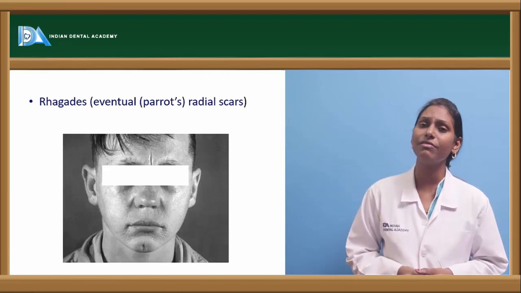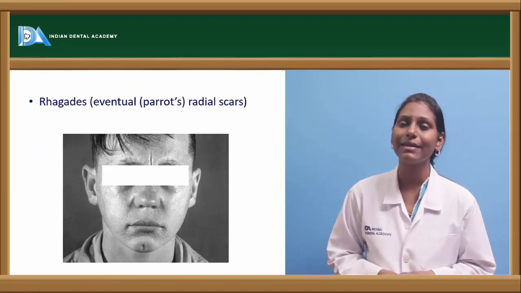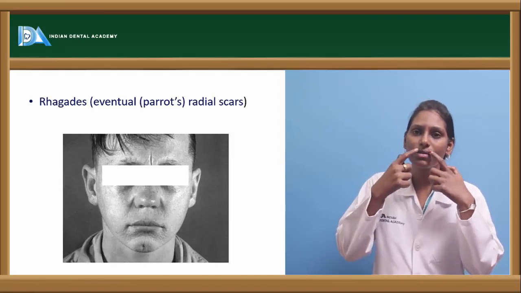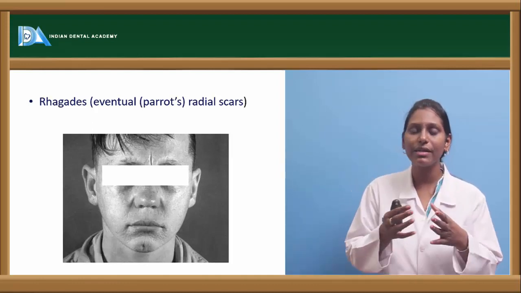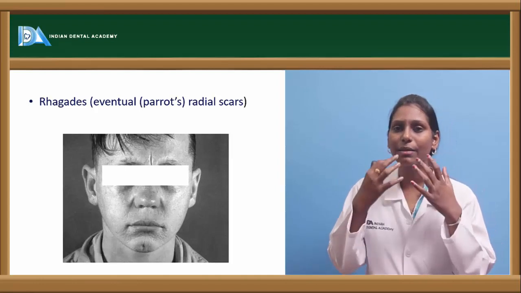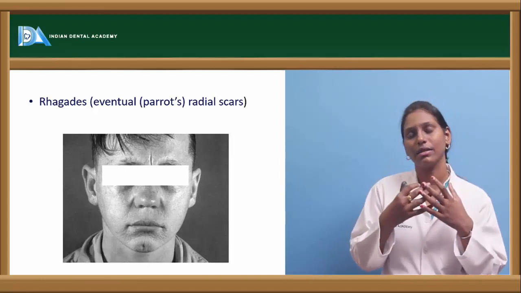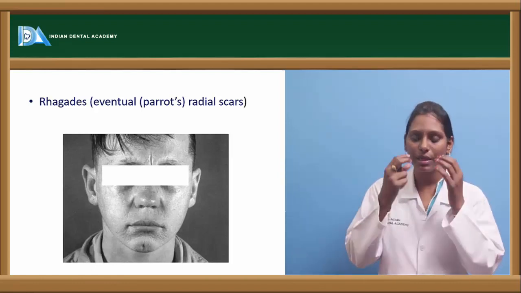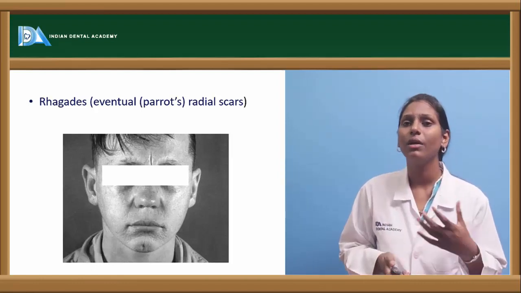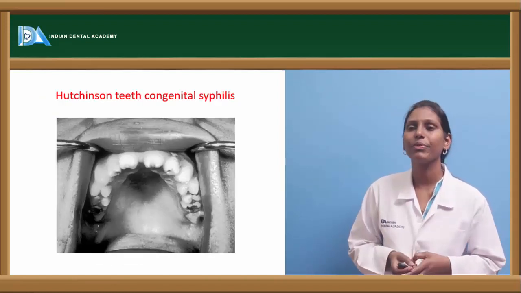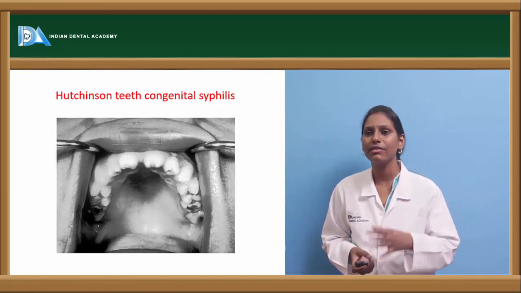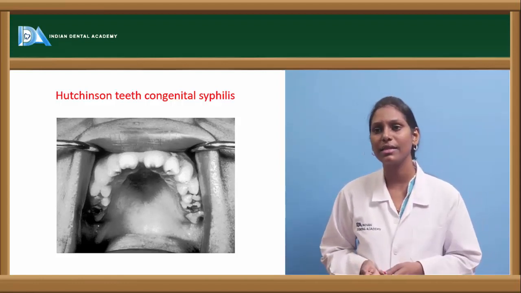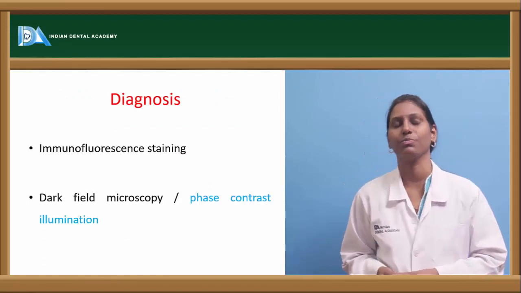Here, in congenital syphilis, we have something called rhagades. Rhagades are normally radial scars around the mouth, like parrot scars, they say, and these rhagades will cause limited mouth opening of the patient in due course of time. They become fibrous and the patient cannot open his mouth properly because of these rhagades. And this is a picture showing Hutchinson's teeth. We can see nicely screwdriver shaped incisors, the central incisors, and the lateral also we can see in this picture.